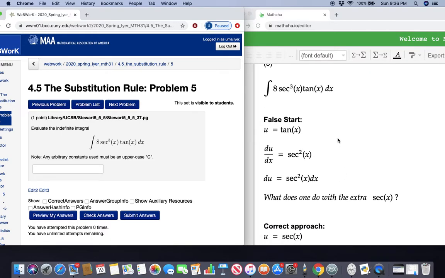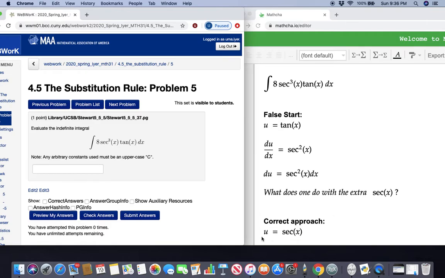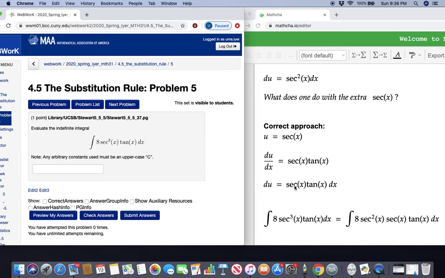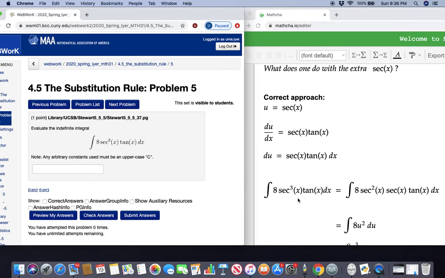Instead, try the following. Use u equals secant x. Then du/dx is the derivative of secant, which is secant times tan x. So du is secant x tan x dx. All right. So one of the secant x can be pulled out to become secant x tan x. Secant x tan x dx is du. What is secant squared? Well, u is secant, so that is u squared.